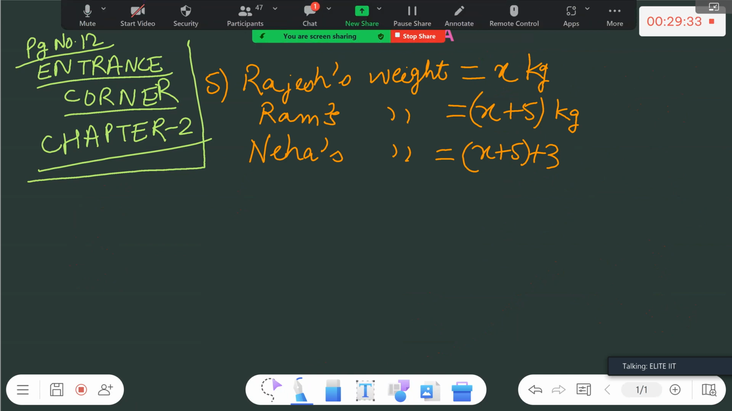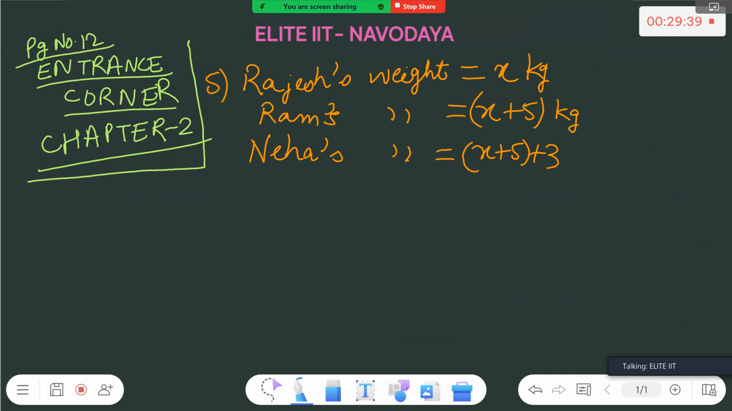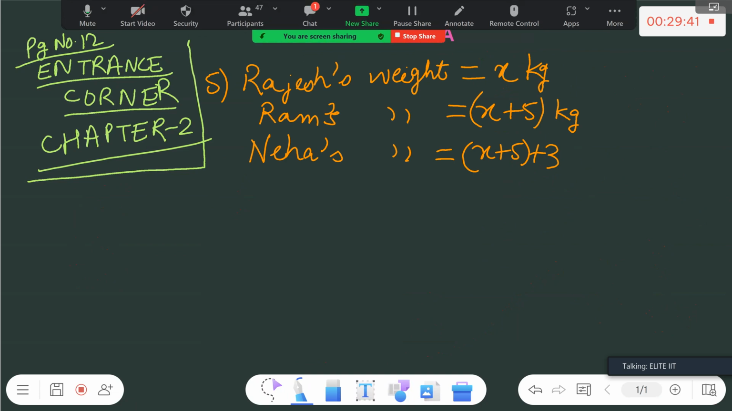Where is the book? Why are you fighting with the book? Can't you share the book? So what will be Neha's weight? 3 kg more than Ram, it is given. What is Neha's weight given? If you are looking at your book, you could have told that, isn't it? If you stop playing with your desk, then you will be able to tell me that, isn't it, Gagan?